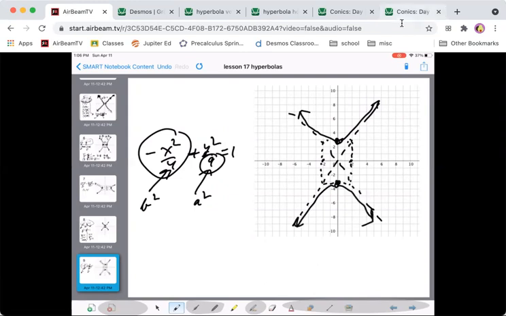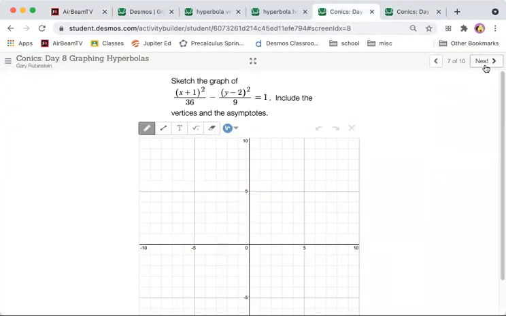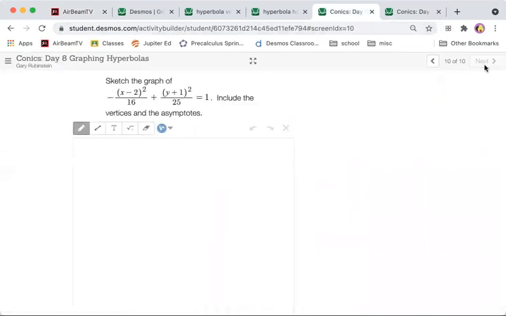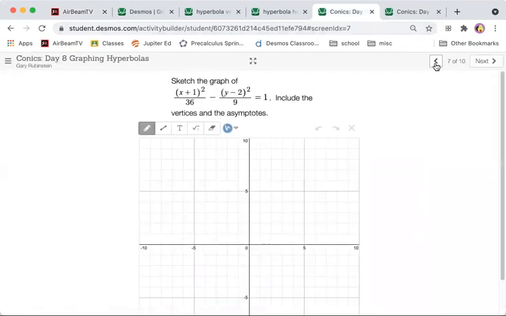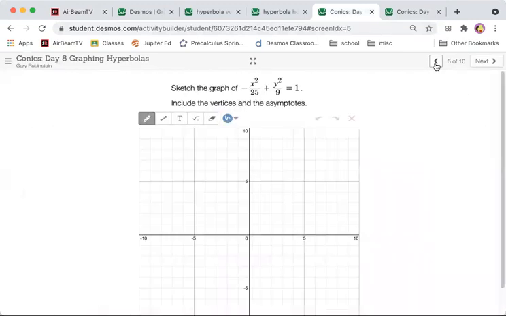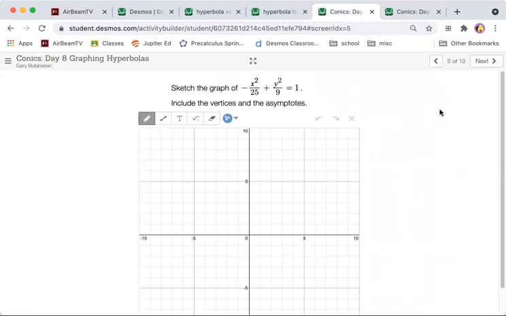So would you go over to the Desmos activity and go ahead and do, not that, sorry. Do this question, sorry. Minus x squared over 25 plus y squared over 9 equals 1. So take a minute to do that kind.